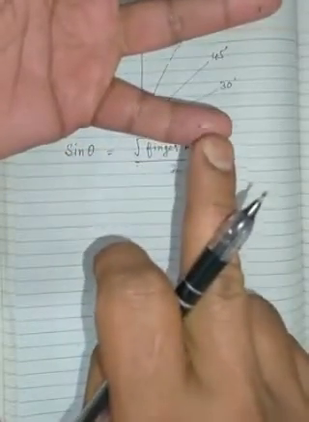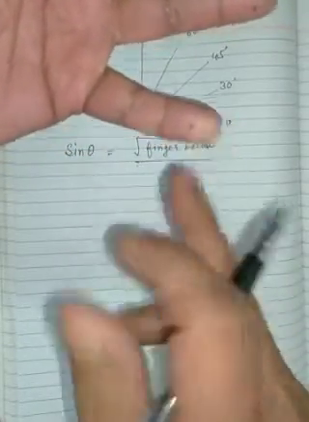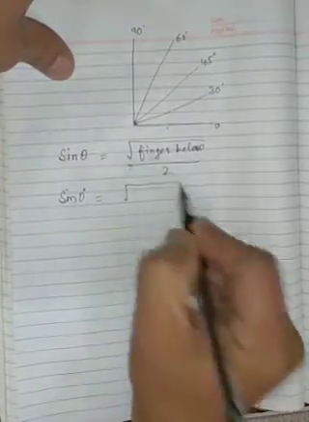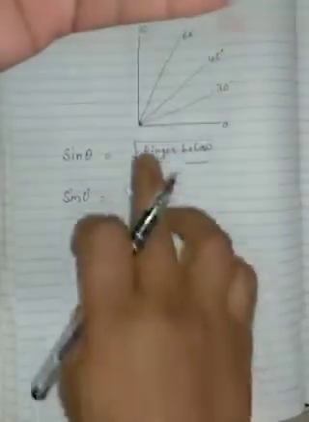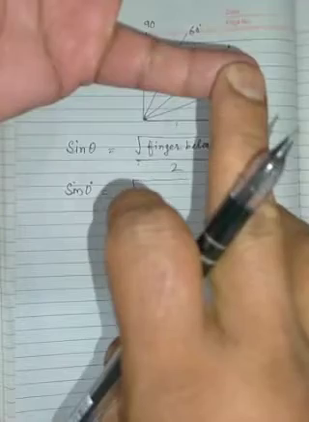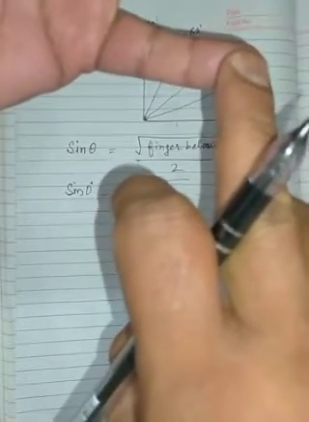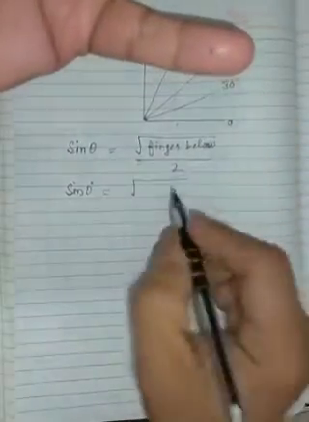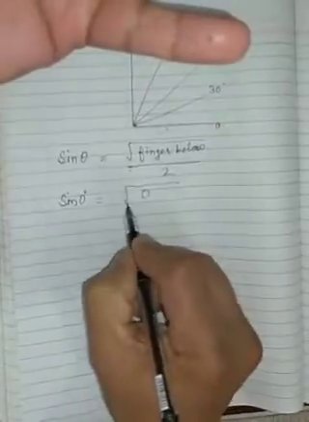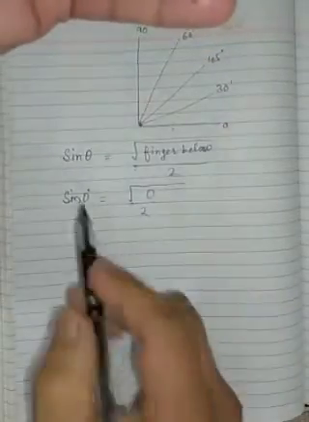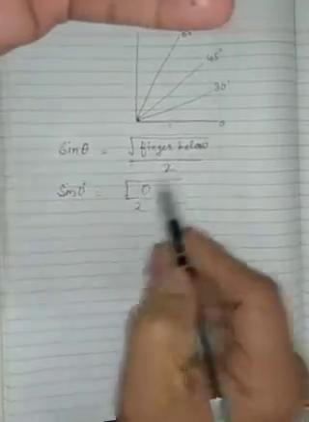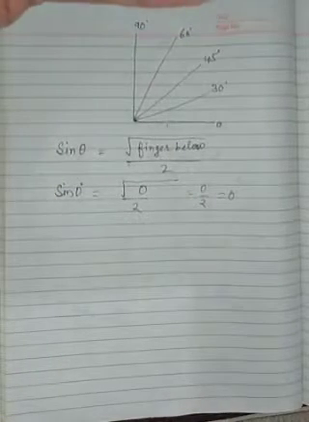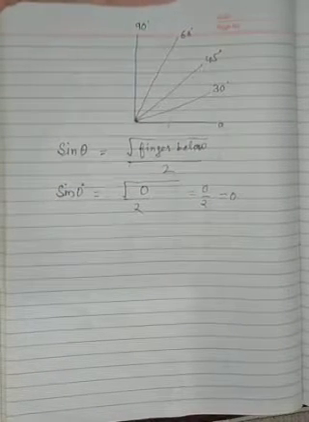So let us see the ratio of sine for 0 degree. So sine 0 degree is equal to under root finger below. If we are using this finger for 0 degree, then you can see there is no finger below. Then we will write here 0 upon 2. That means sine 0 degree is equal to under root 0, which means 0 upon 2, that is equal to 0. So the value of sine 0 is equal to 0.